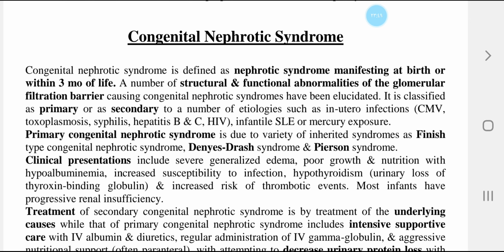Clinical presentation includes severe generalized edema, poor growth and nutrition with hypoalbuminemia, increased susceptibility to infection, hypothyroidism when there is urinary loss of thyroxine-binding globulin, and increased risk of thrombotic events. Most infants have progressive renal insufficiency.